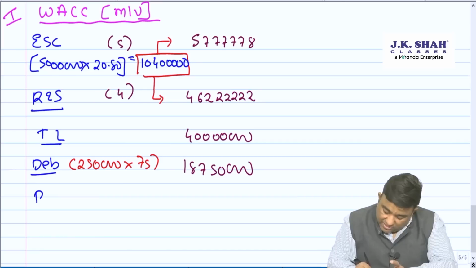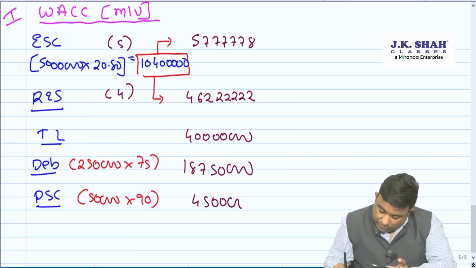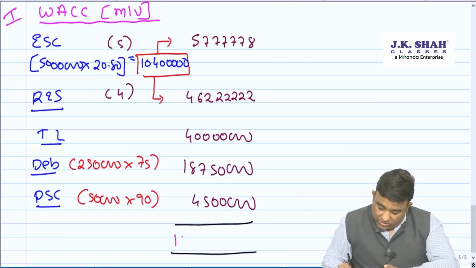And last but not the least, let me take preference capital. How many preference shares are there? 50,000 into 90, which is obviously 45 lakh. Student, can I make a total? That is 10 crore 40 lakh plus 4 crore plus 1 crore 87 lakh 50,000 plus 45 lakh. It comes to 16 crore 72 lakh 50,000.